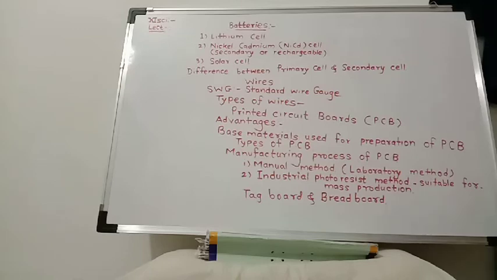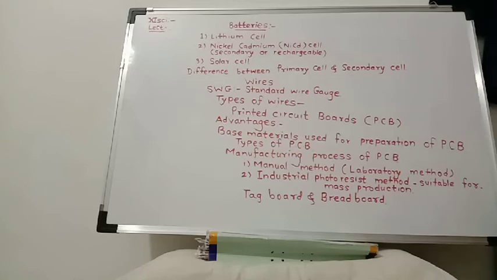Now the base materials used for preparation of PCB. Which are the base materials that can be used for preparation of PCB? First is paper phenolic, second is glass epoxy, third is epoxy paper, and fourth is polyester. These are the base materials used for preparation of PCB.